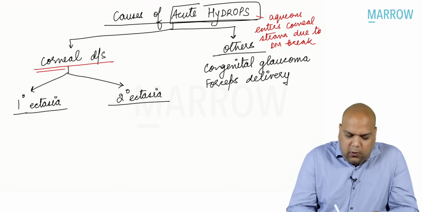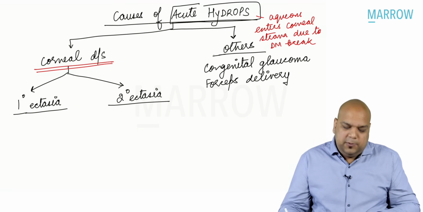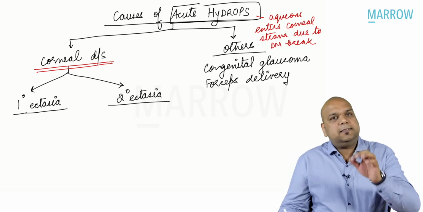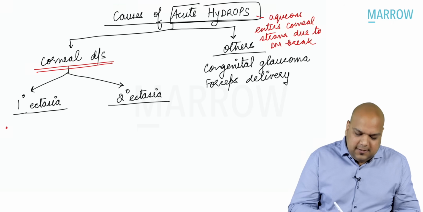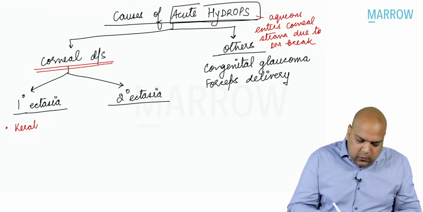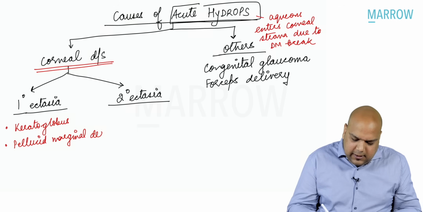Number one, obviously, corneal diseases. Now, corneal diseases can be classified in two groups, primary ectasia and secondary ectasia. In primary ectasia, we have three answers: keratoglobus, pellucid marginal degeneration, so-called PMD, and keratoconus.